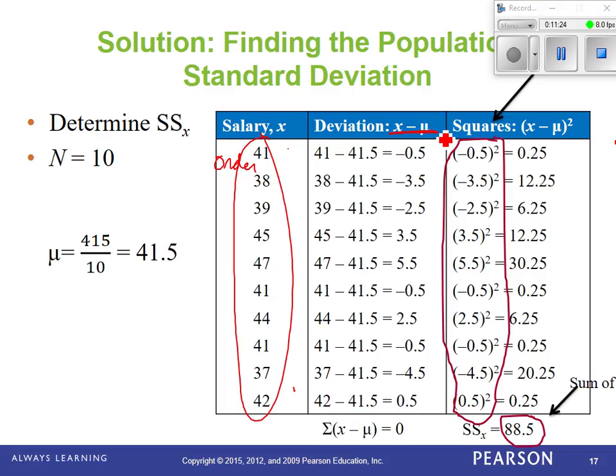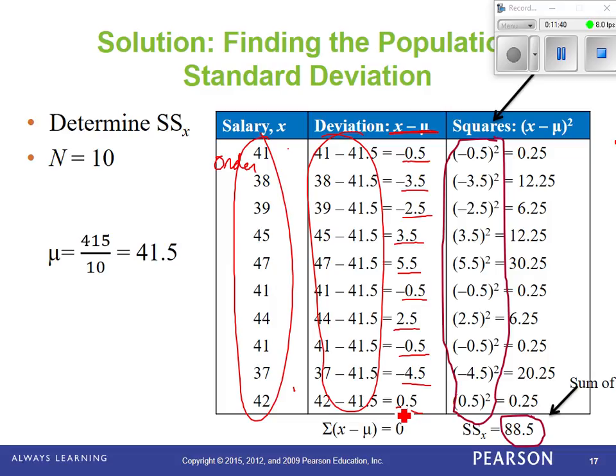x minus the mean, x minus mu. That gives us each of these numbers. You don't really have to show all of your work like they did here. They showed all their work. That's unnecessary. Just write down what you got when you subtracted each one.